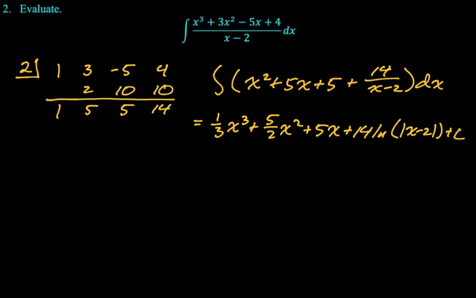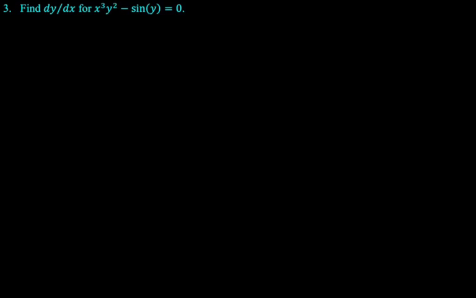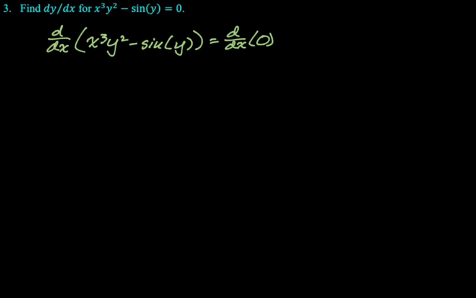All right, and we got one more problem in this problem set. Let's take a look. We want to find dy dx for x cubed y squared minus sine of y equals 0. So this is implicit differentiation. So step 1 is to find d dx of both sides. So I'm just going to write that down. D dx of both sides. The left-hand side is where like all the action is on this one.